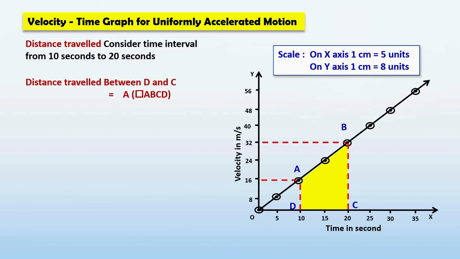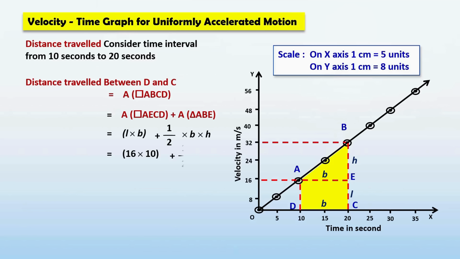To make the calculation easier, we divide this region into two parts. The first part is a rectangle and the second part is a triangle. First, calculate the area of the rectangle. The length of the rectangle is 10 seconds and the height is 16 meters per second. So the area of the rectangle is 16 multiplied by 10, which is 160.